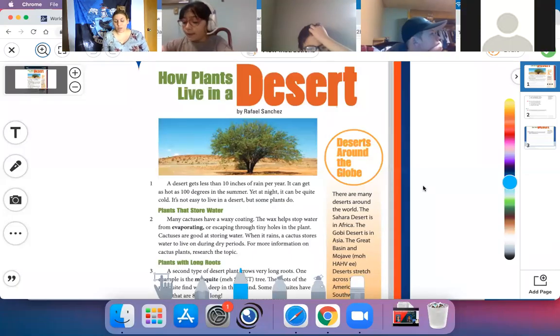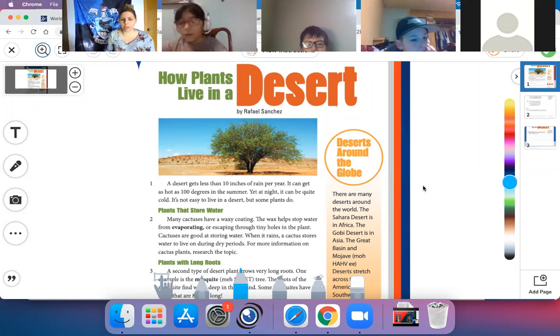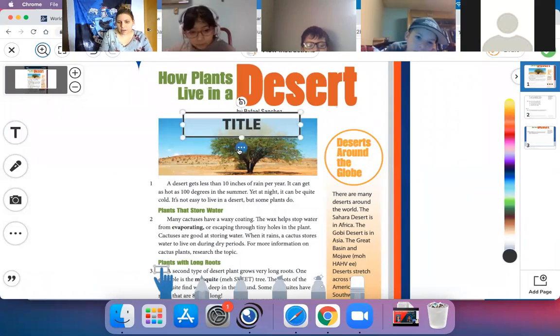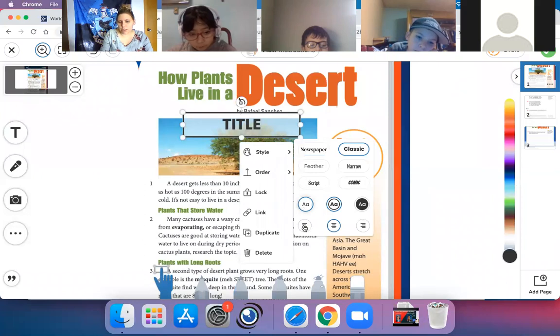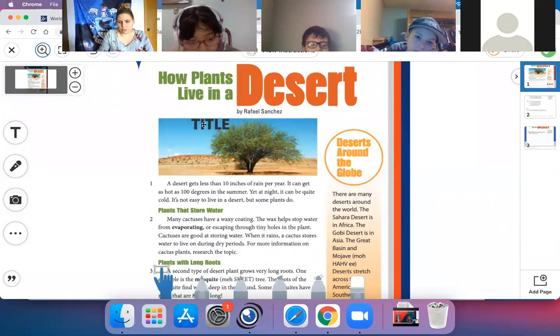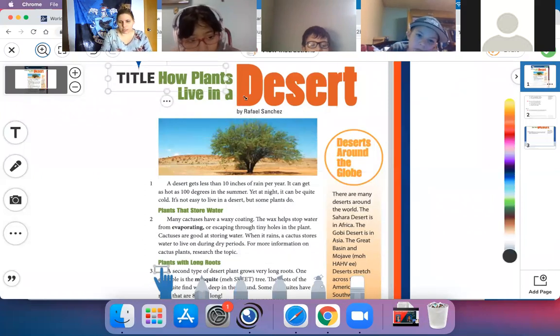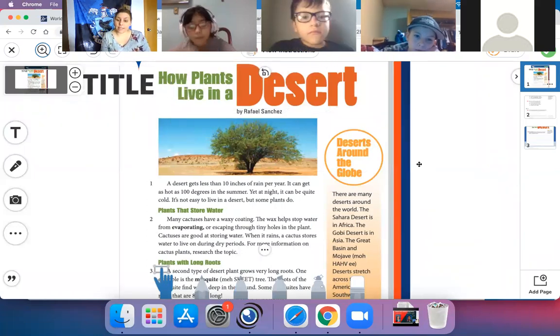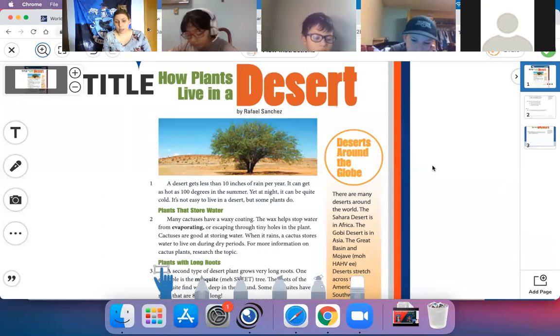Remember, this week we are learning about text features. We're talking about how different features of a text can help us better understand what we are reading. One of the text features that we've learned about is the title. The title helps us understand what we are going to be reading about, what the whole story is about. So our title today is How Plants Live in a Desert. It tells us that we are going to be reading about plants and how they live in a desert.